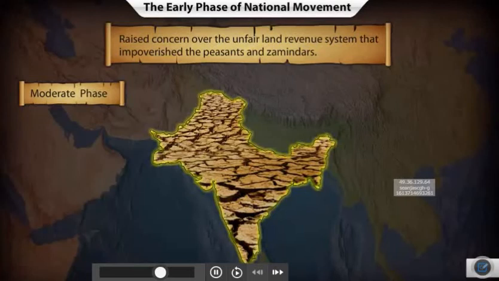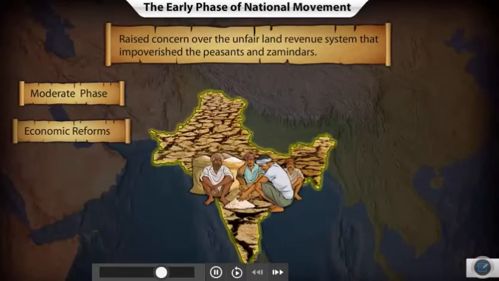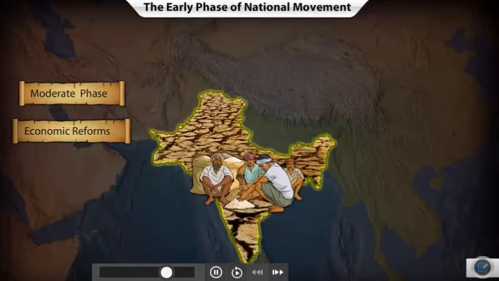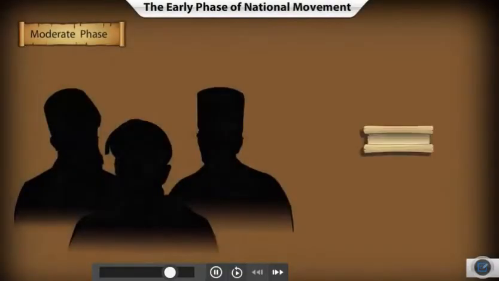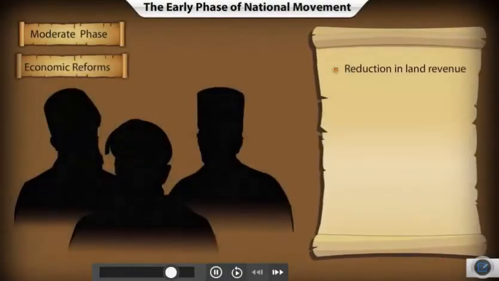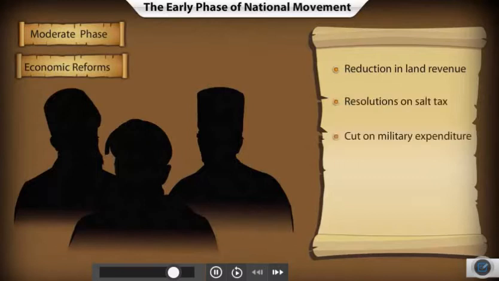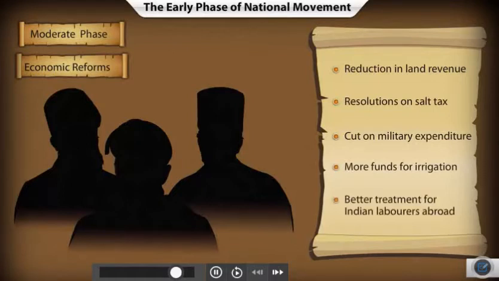The moderates also raised their voice on economic issues such as the unfair system of land revenue that had impoverished the peasants and the zamindars, especially in times of famine. Export of food grains to Europe had further caused food shortages. The Congress leaders demanded a reduction in land revenue, resolutions on salt tax, cut on military expenditure, more funds for irrigation, better treatment to be accorded to Indian laborers abroad.